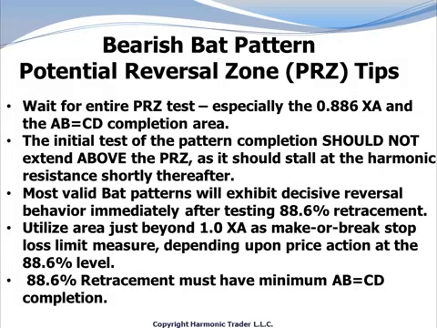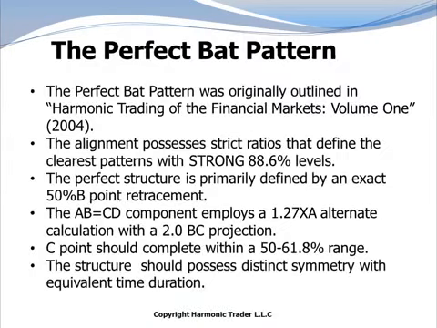Utilize the area just beyond the 1.0 XA as the make-or-break stop-loss limit measure, depending on the price action at the 0.886 level, but anything above that 1.0 will invalidate the structure. Again, the 0.886 retracement must have a minimum equivalent AB equals CD completion, but frequently that ABCD will be extended.